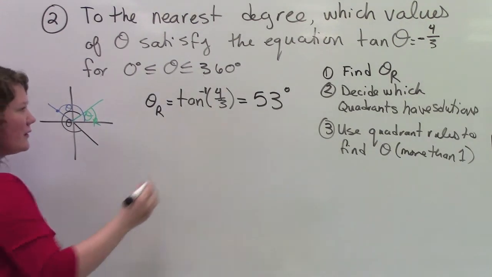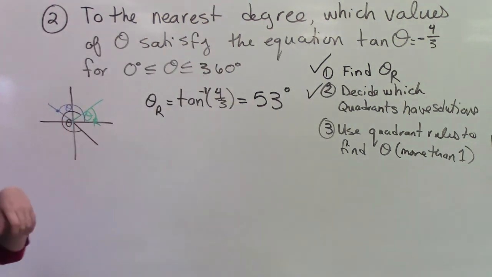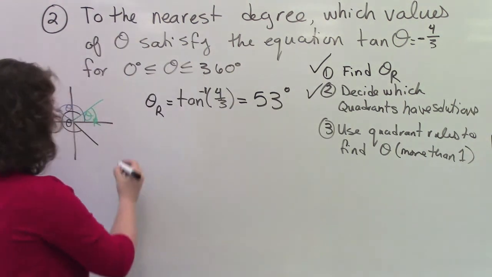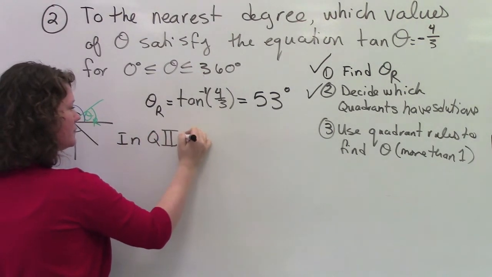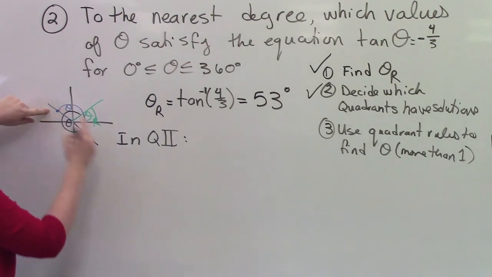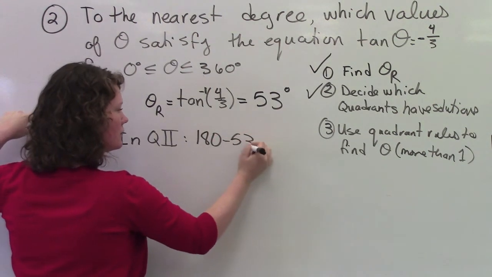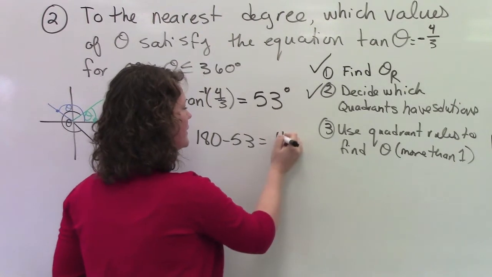All right, so we've done that. We've also decided which quadrants have solutions. Okay, so we use quadrant rules to find theta. So in quadrant 2, we have 180 minus the reference angle, which will be 143 degrees.